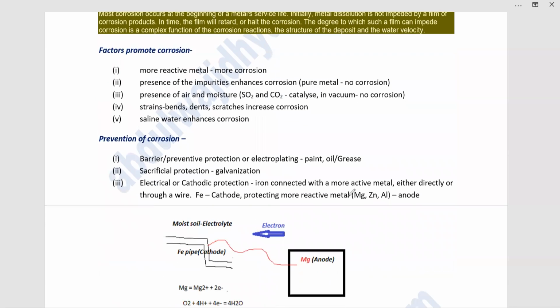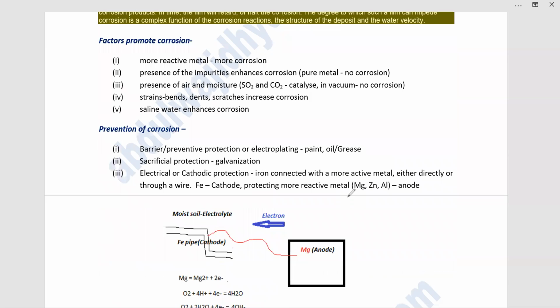How can you promote corrosion? If the metal is more reactive, then corrosion will be more. If impurities are there, then the corrosion probability will be more. If the metal is pure, then no corrosion. As we were talking about gold, if there is no impurity in gold, then there will not be any corrosion. But if impurity is there in the form of salts liberated from your body in the form of sweat, then the rate of corrosion will be a little more.